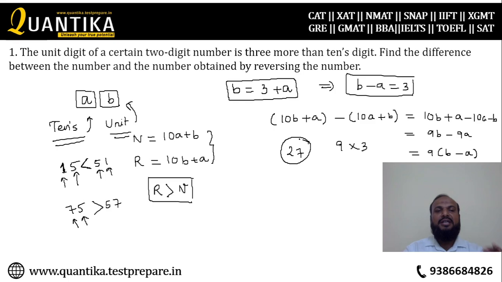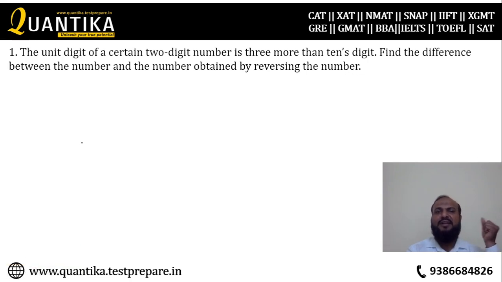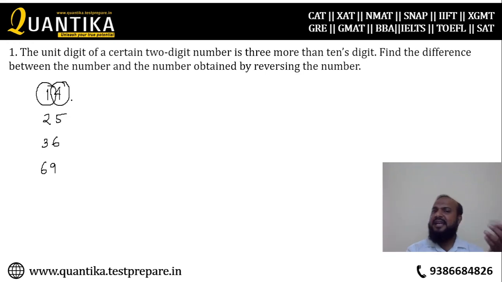Right? The unit digit of a certain two-digit number is 3 more than the tens digit. Find the difference between the number and the number obtained by reversing the number. Okay? We can solve this question without using any algebraic expression. Take a number like 14, or a number like 25, or a number like 36, or a number like 69. In all such examples, the unit digit of the number is 3 more than the tens digit. And let's see what happens.